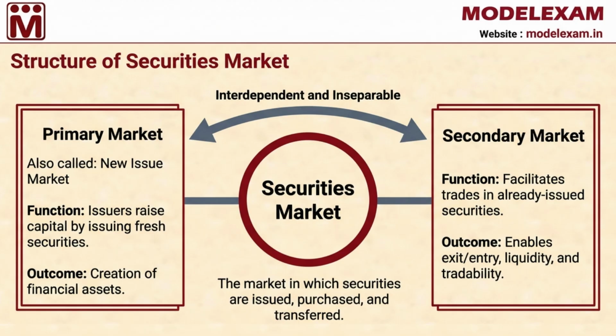On one side, we have the primary market, also called the new issue market, where issuers raise capital by creating fresh securities. On the other side, we have the secondary market, which facilitates trades in securities that have already been issued. As we go through this video, you will see how these two depend on each other to enable liquidity and the creation of financial assets.